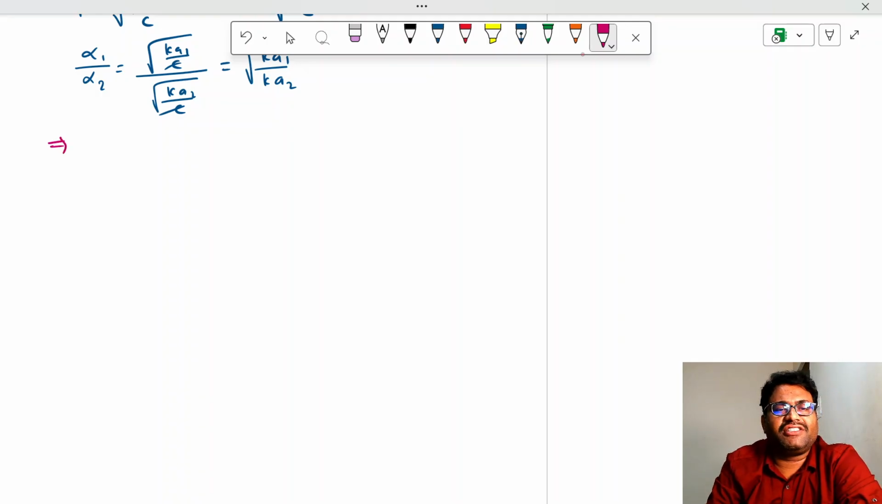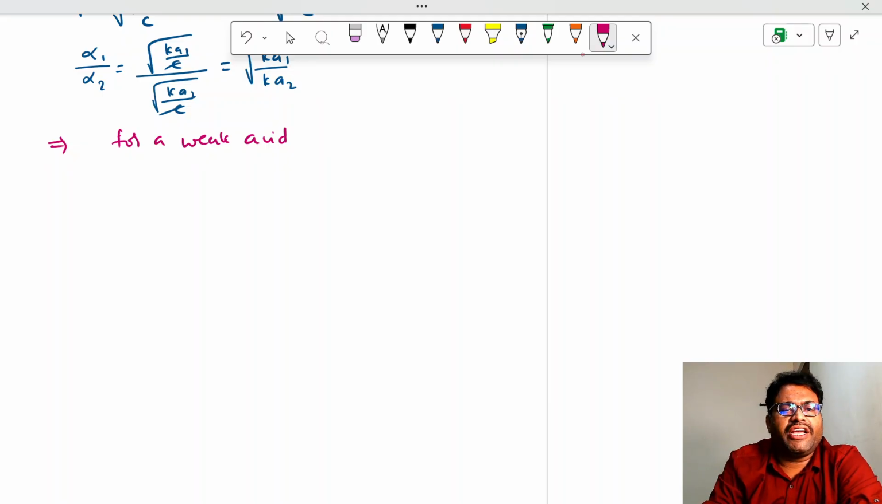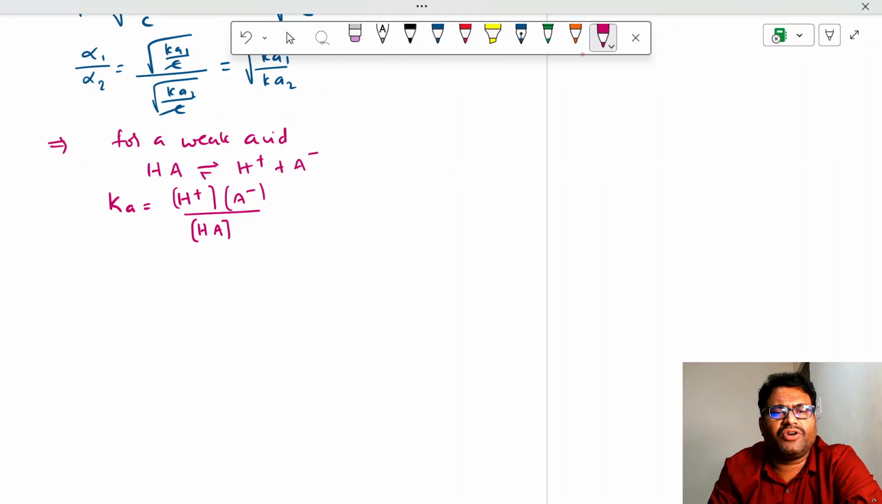And the other factor is for a weak acid. Let us take a weak acid HA, which gives rise to H plus plus A minus. Then Ka, the equilibrium constant or dissociation constant of the acid, we write as H plus ion concentration into A minus ion concentration by HA concentration.